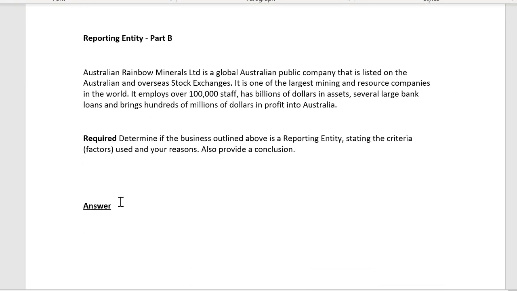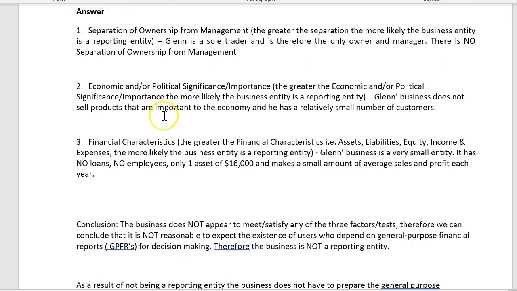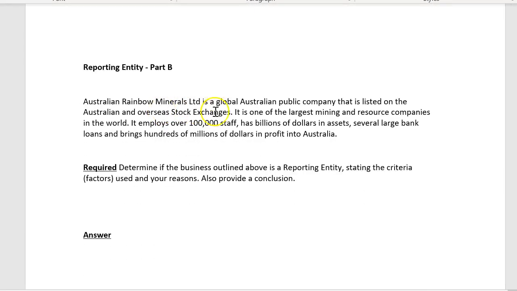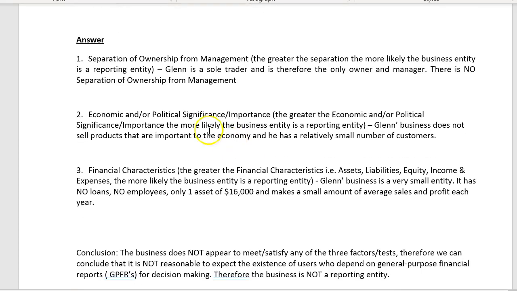All right, guys, so reporting entity part B is very similar, in a sense. You still use these 3 criteria. This is about Australian Rainbow Minerals, which is a global public company listed on the Australian Stock Exchange as well as overseas stock exchanges. It is one of the largest mining and resource companies in the world, employs over 100,000 staff, and has billions of dollars. So this business appears to satisfy all 3 criteria which we listed in part A.